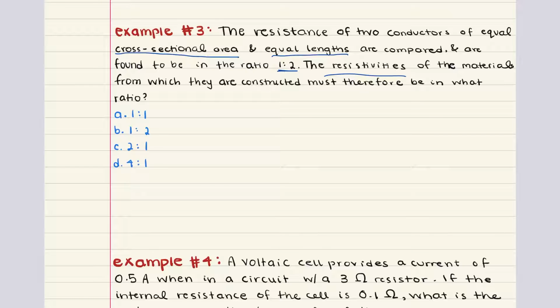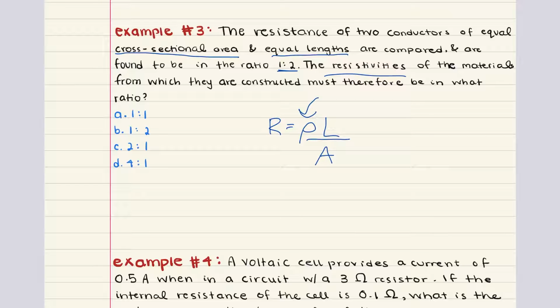In order to answer this problem, we need to know the relationship between resistance, resistivity, length, and cross-sectional area. And we can get this relationship from the following equation. R, or the resistance, is equal to rho, which is the resistivity of the material, multiplied by L, which is the length of the conductor, and this is divided by A, which is the cross-sectional area. Now, the resistivity, this is a property that's specific to the material, and it reflects how strongly the material opposes the flow of electric current.